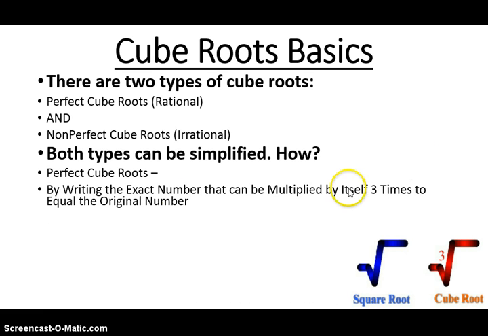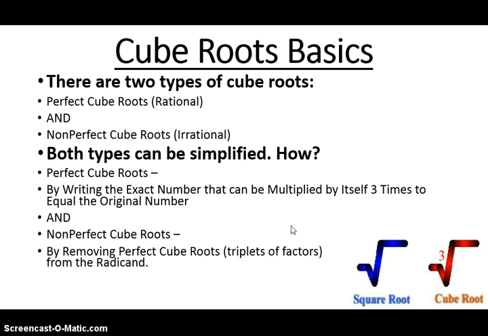Perfect cube roots are simplified by writing the exact number that can be multiplied by itself 3 times to equal the original number. This is very similar to square roots. And non-perfect cube roots can be simplified by removing perfect cubes, triplets of factors, from the radicand. So now there has to be 3 of the same factor to remove it from the radicand.